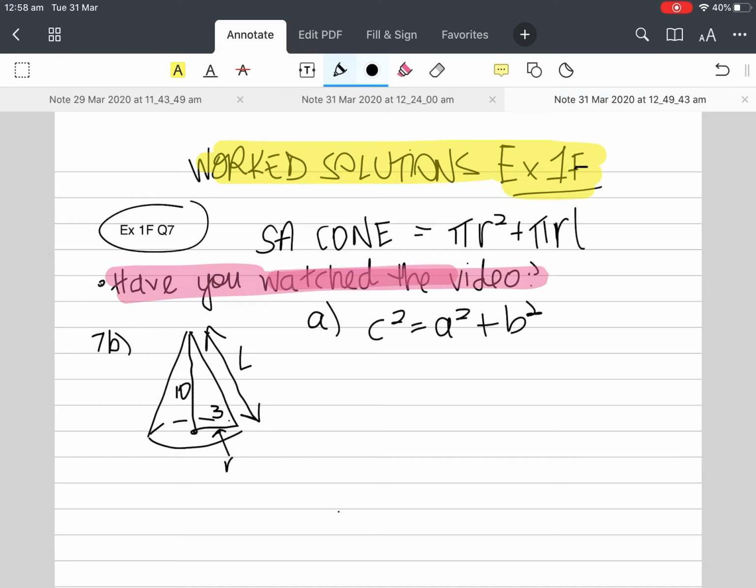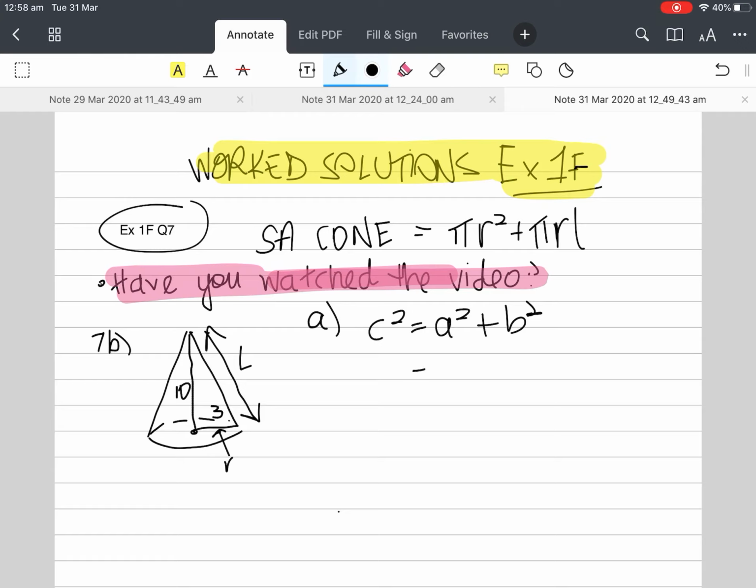Now I'm hoping that you're not seeing this blind. You've actually watched the video, either the Maths Online or any others that I showed you. So you already know how the formula came about. So to do the surface area of a cone, we actually need that weird slant height of the cone on the outside there. So we need to use Pythagoras to find that.